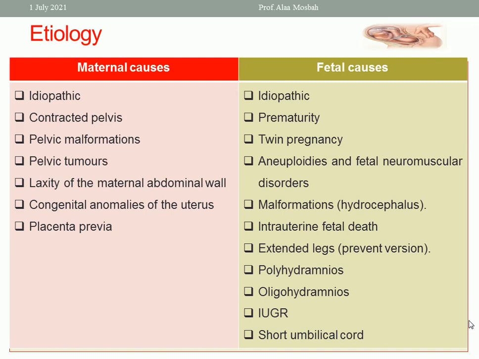Malformations like hydrocephalus, intrauterine fetal death, intrauterine growth restriction, extended legs, polyhydramnios and oligohydramnios, both of them can cause breech presentation. Polyhydramnios because of unstable lie and presentation, and oligohydramnios because little liquor doesn't allow the baby to turn. Short umbilical cord is another fetal cause.